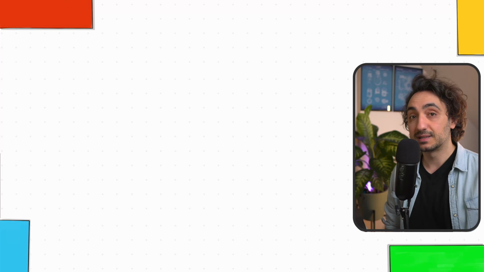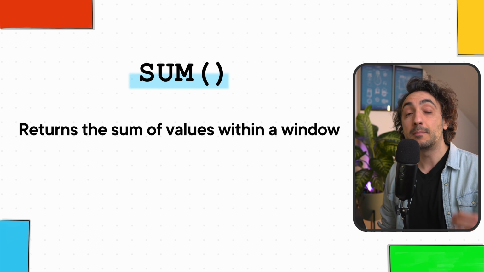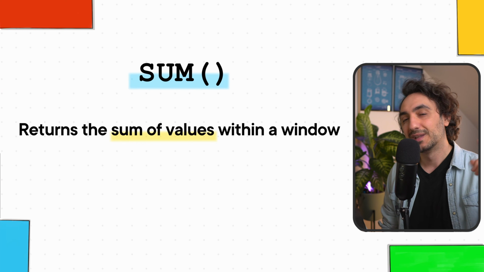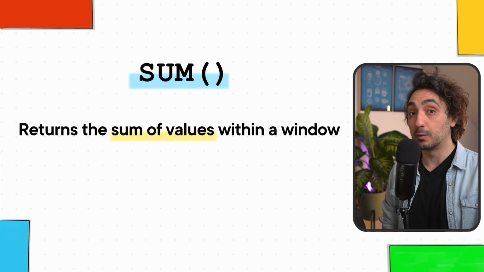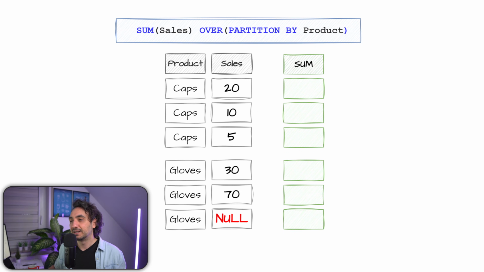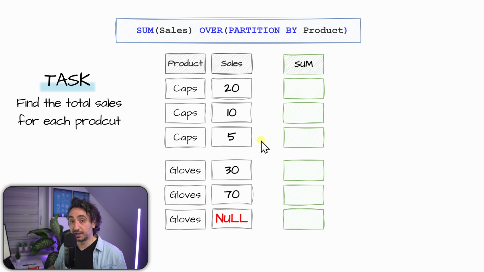Alright, so now let's understand what the sum function is. It's very simple. It's going to return the sum of all values within each window. So now let's understand how SQL works with this function. This is very easy and we are using the same simple example. Now we would like to find the total sales for each product. So we can define it like this: sum of sales, since we are finding the total sales.